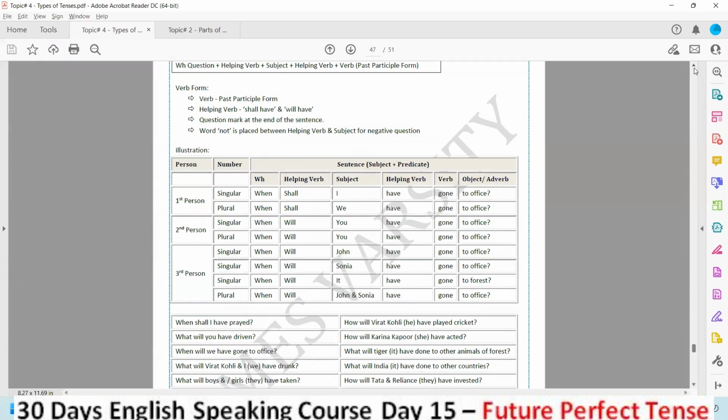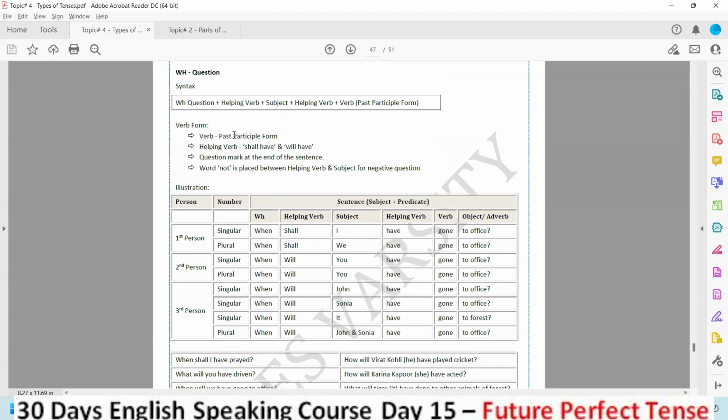So here we have WH questions, same rule. If we add a WH word to a simple question, then it becomes a WH question. First the WH word, then helping verb, subject, helping verb, verb, then the rest of the words. Like, when shall I have gone to office? When shall we have gone to office? When will you have gone to office? When will John have gone to office?